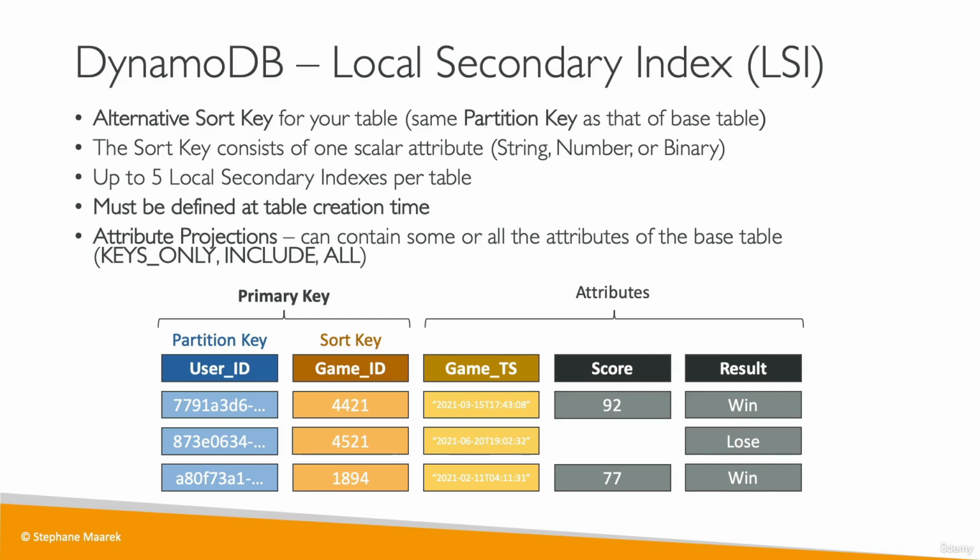So if we wanted to do a query based on user ID and game timestamp, we would need to create an LSI and define the LSI on the attribute game timestamp. And if we do so, then we can do a query on, hey, give me all the games that have been done by this user between 2021 and 2020, and so on, okay? So this is super important for you to understand. This is the same partition key as before, but we have a different sort key thanks to an LSI.